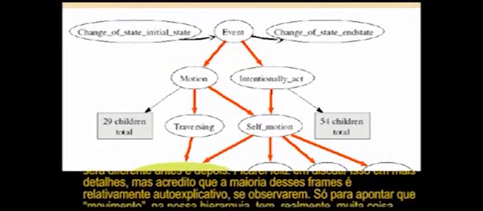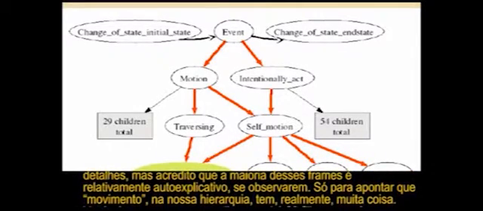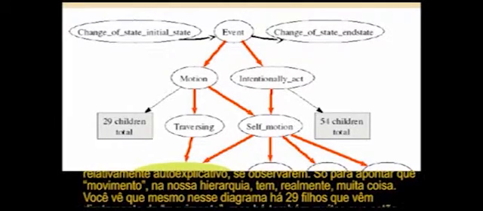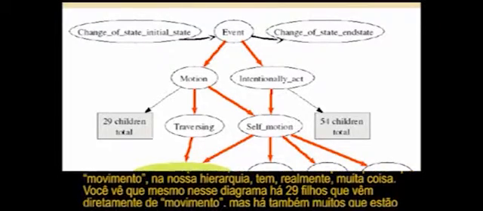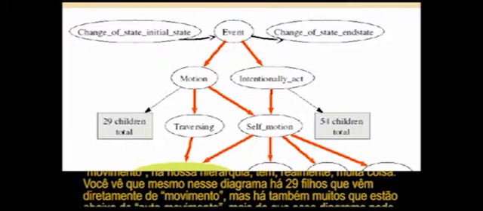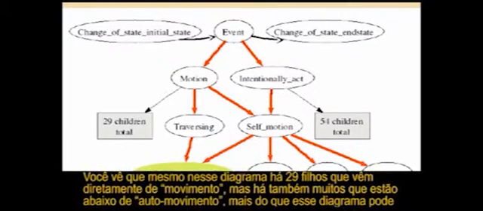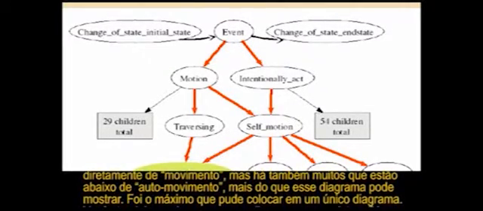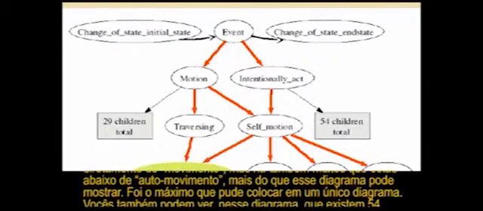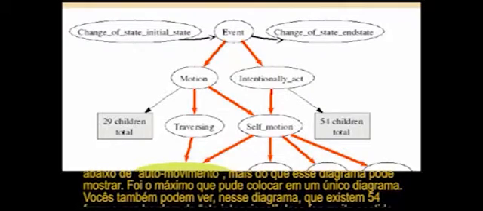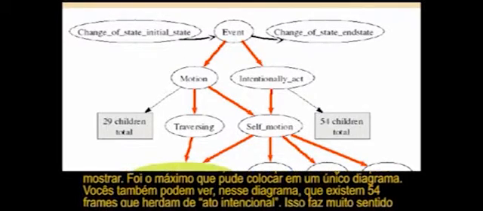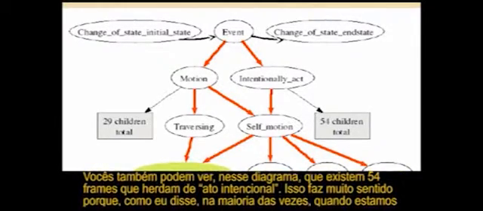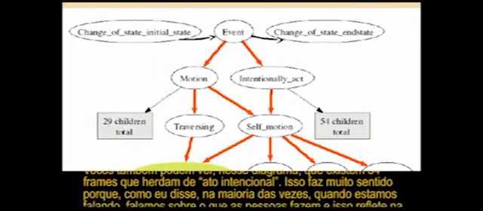Just to point out that motion in our hierarchy really has a lot under it. Even in this diagram, you see that there are 29 children that come directly from motion, but there are also a lot of them that are further down below self-motion than this diagram could go. There's only so much I can put in one diagram. You can also see in this diagram that there are 54 frames that inherit from intentionally act. This makes good sense because, as I said, most of the time when we're talking about what people do, and that's reflected in our frame hierarchy. Okay? Before I move on, do we have any questions about this?